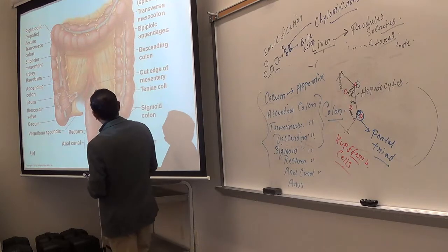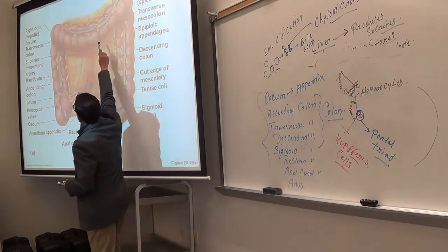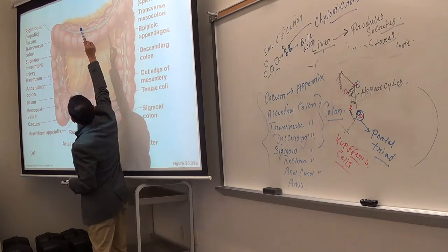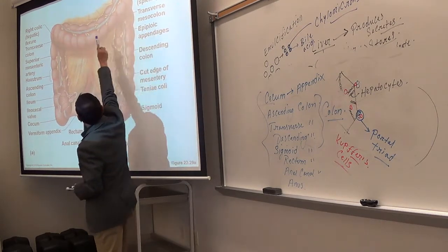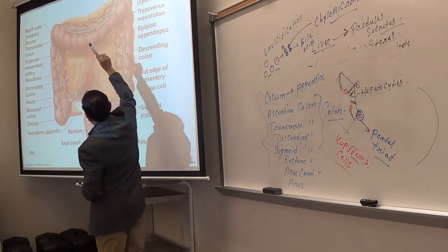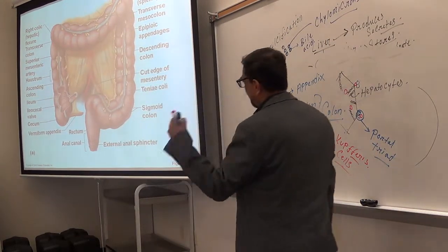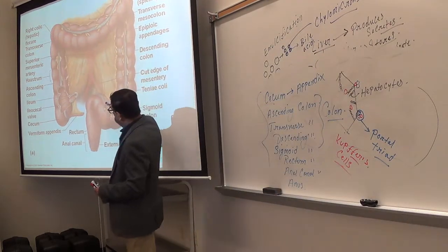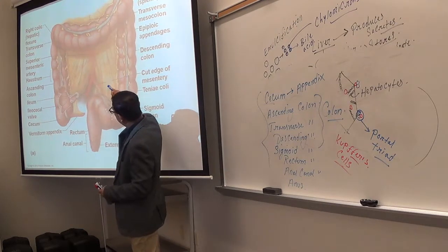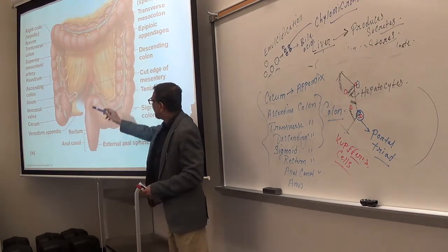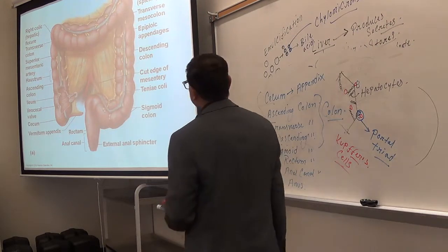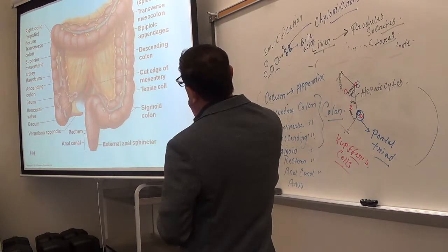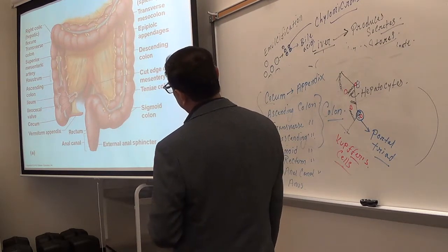Also, this is the transverse colon, and the transverse colon is attached to the body wall by the transverse mesocolon. That's actually the mesentery attached to the transverse colon. And this is the sigmoid colon, and this part of the mesentery is called the sigmoid mesentery. Anyway, so just see the large intestine and the structures you can see here.